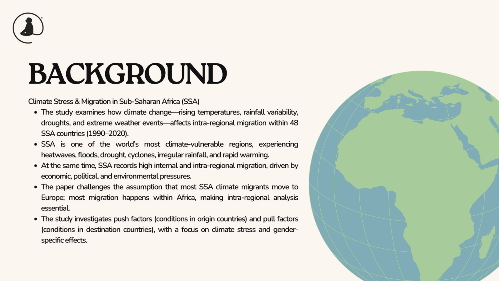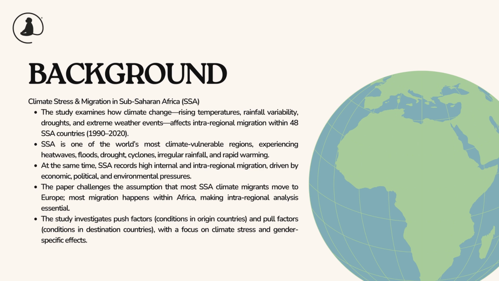human mobility. Sub-Saharan Africa is one of the world's most climate vulnerable regions, facing heat waves, floods, prolonged droughts, cyclones, and erratic rainfall. At the same time, the region experiences some of the highest levels of internal and intra-regional migration driven by a mix of economic, political, and environmental pressures.